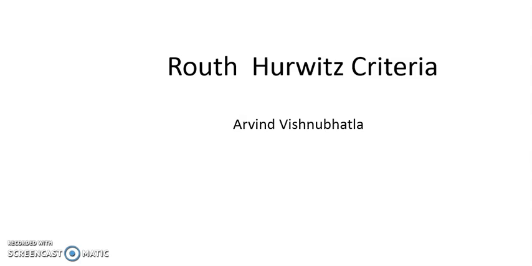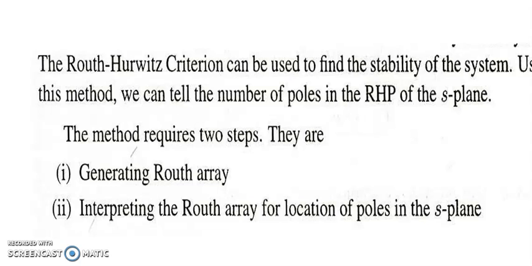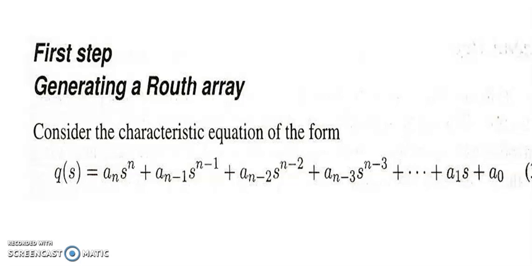So now we come to what is called the Routh-Hurwitz criteria. What we saw was whenever we had a first order system or a second order system, it was very easy to find out whether the roots were lying on the right hand side of the S plane. As the transfer function gets more complex, it becomes very difficult to solve. So generally, we use the Routh-Hurwitz criteria. This method involves two steps. First, generating the Routh array. Second, interpreting the Routh array for the location of poles and zeros in the S plane.